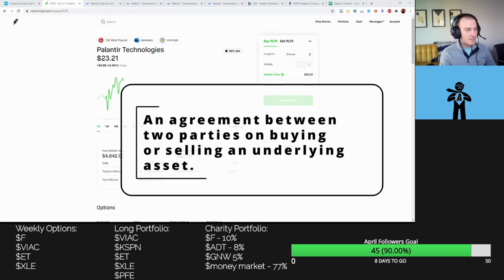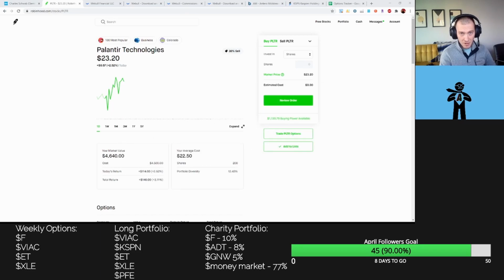An options contract is an agreement between two parties on an underlying asset. And that part's important because you can literally trade contracts on almost anything. It can be cryptocurrency. We're talking about stocks. It can be commodities. We can be talking about bushels of hay or corn or pigs.